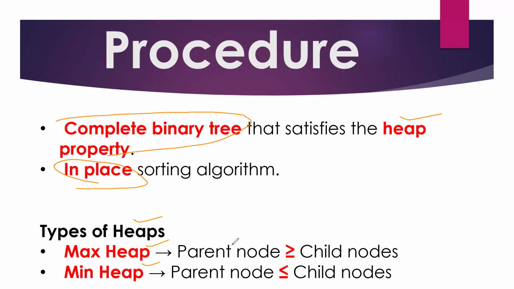What is actually max heap? In a tree there will be nodes, one known as the parent node and one as the child node. The max heapify property says that the parent node value must be greater than or equal to the child node value. So how is it actually satisfied? Let us see.